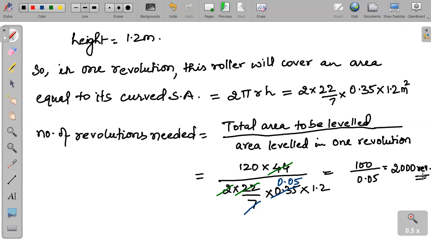With this we are done with the exercise 18.4. Now we will take up higher order thinking questions.